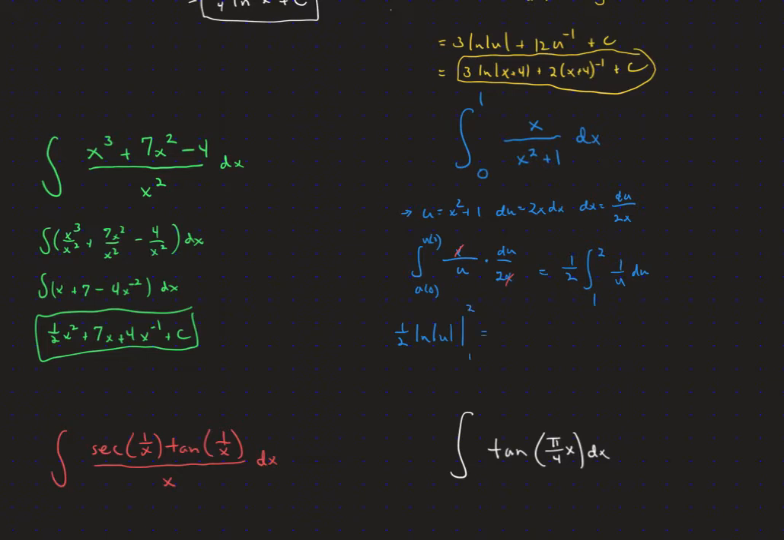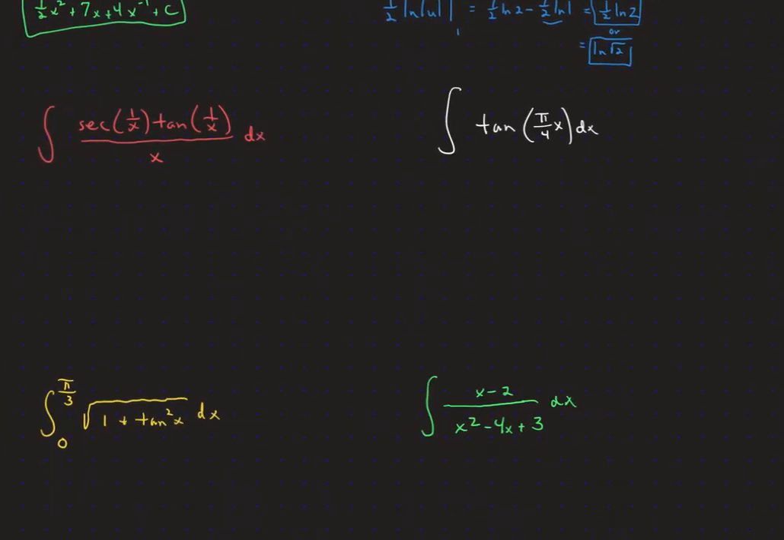So that's going to be 1/2 natural log of 2 minus 1/2 natural log of 1, but the natural log of 1 is 0, so we can call that 1/2 natural log of 2. If we want, you could bring that 1/2 into the exponent, and 2 to the 1/2 would be square root of 2. So another version of that would be the natural log of the square root of 2. Either one's fine.